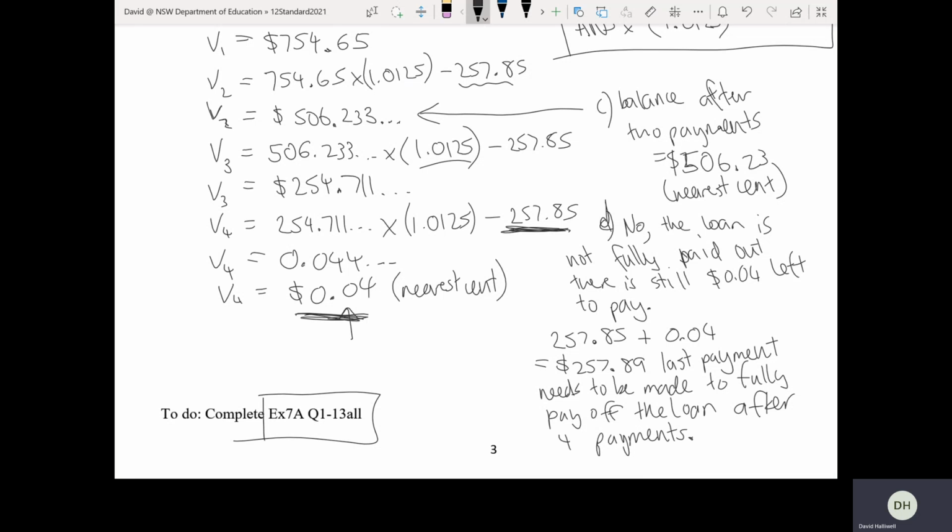What we want you to do is do exercise 7A. You should have done questions 1 to 5 already, so be working on questions 6 to 13. Question 6 has a table. If you get stuck with that, look back at the example that is in your textbook. Example 2, a few pages before, will help you with how to fill out that table.